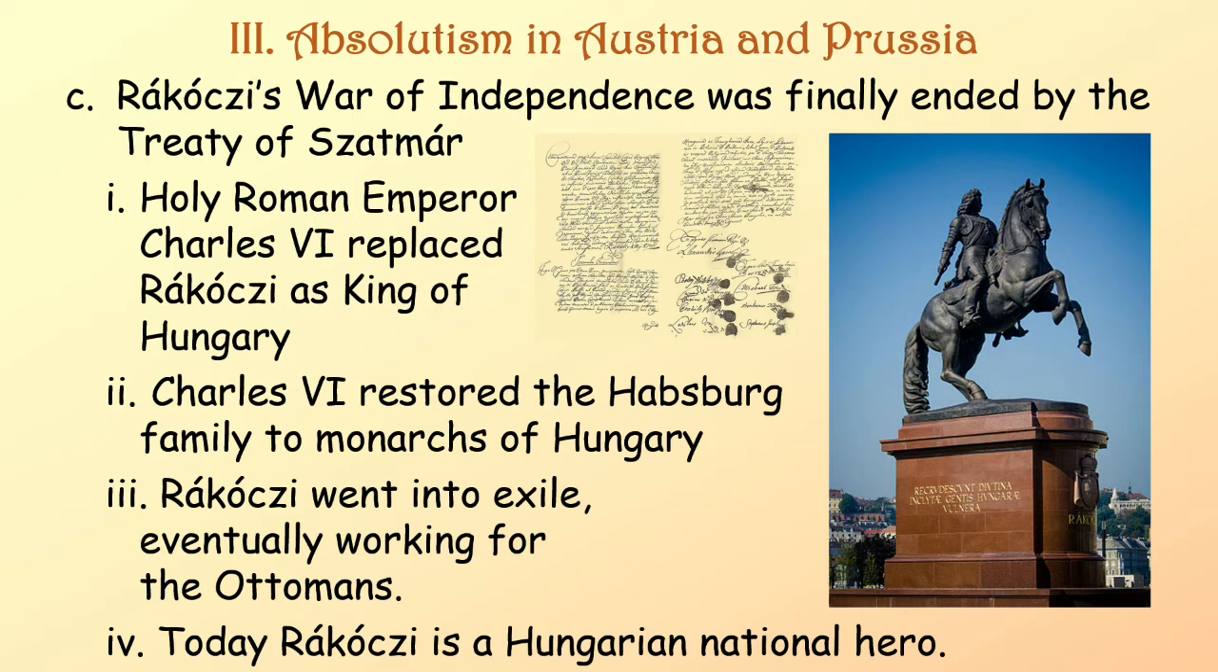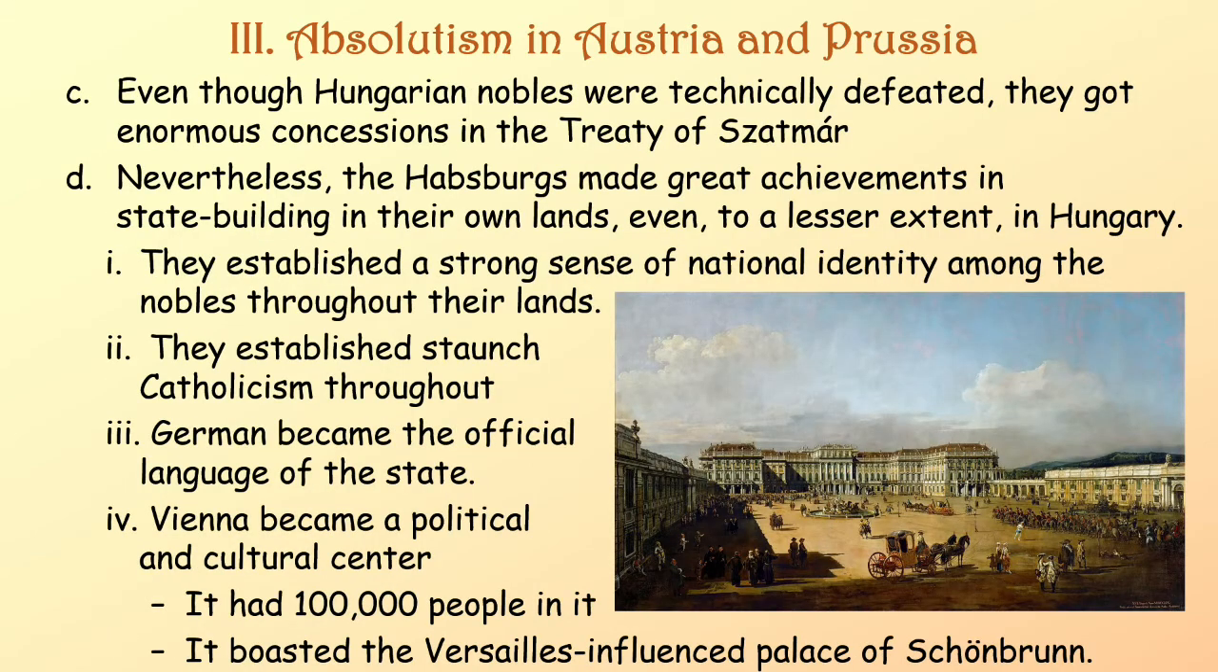Rákóczi's War of Independence was finally ended by the Treaty of Szatmár. The Holy Roman Emperor Charles VI replaced Rákóczi as King of Hungary, and Charles VI restored the Habsburg family as monarchs of Hungary. Rákóczi went into exile, eventually working for the Ottomans. Today, Rákóczi is a Hungarian national hero. Even though Hungarian nobles were technically defeated, they got enormous concessions in the treaty.